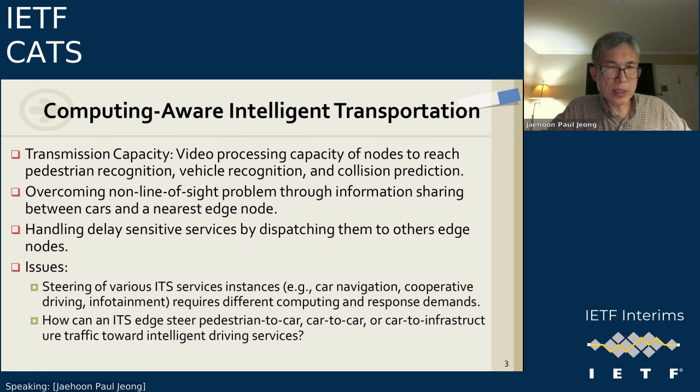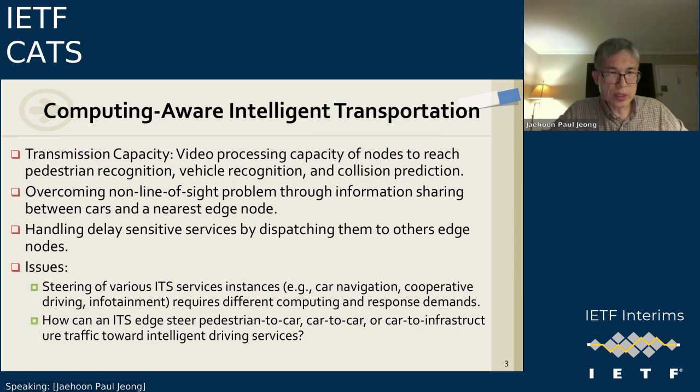Also, overcoming the non-line-of-sight problem, the vehicles can share video images to detect other vehicles or pedestrians using the nearest edge node. Also, handling delay-sensitive services. Especially in video communication among vehicles, with a lot of vehicles moving together, we need to dispatch the traffic to other IETF. Also, we consider load balancing, and context migration for the vehicles is also considered.